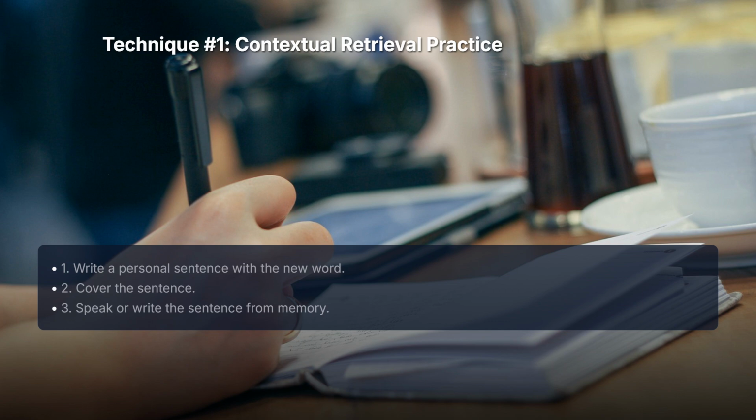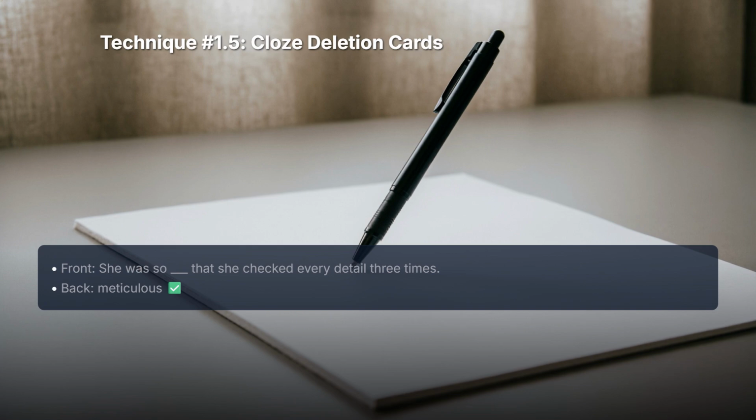For example, instead of memorizing "overwhelm," you'd write, "I felt completely overwhelmed when my inbox hit 100 unread emails." Cover it. Say it out loud. This forces your brain to link the word to meaning, grammar, and your own life. That's how it moves from passive to active. But what if you want to practice retrieval on the go?